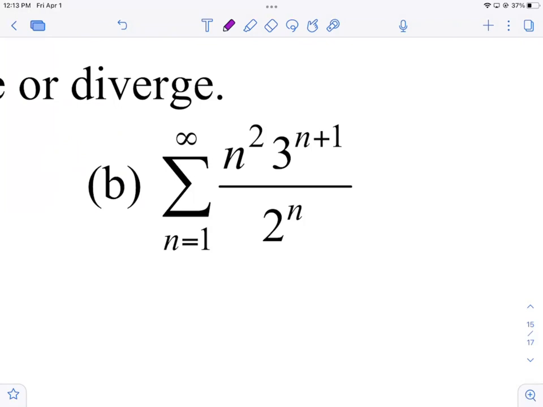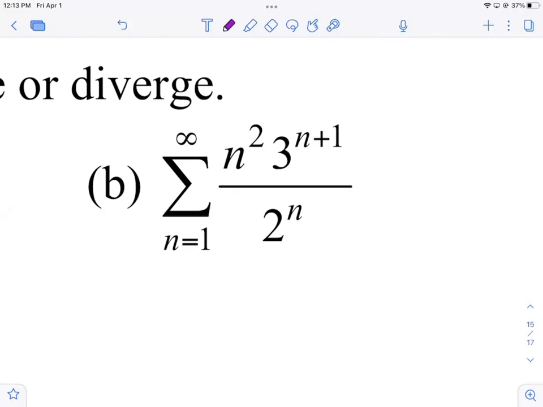What would you compare it to? Well, before you compare it to anything, never not first do what? Nth term test. Nth term test. What happens in the top when you plug in infinity versus the bottom? Which one grows faster?